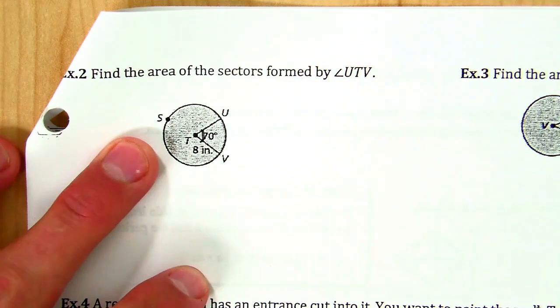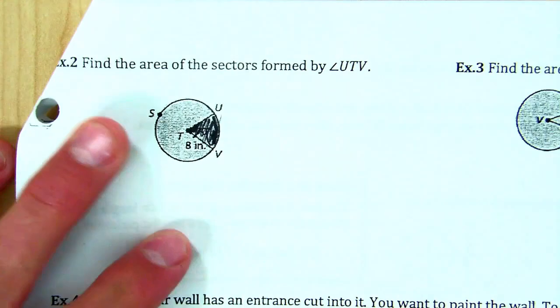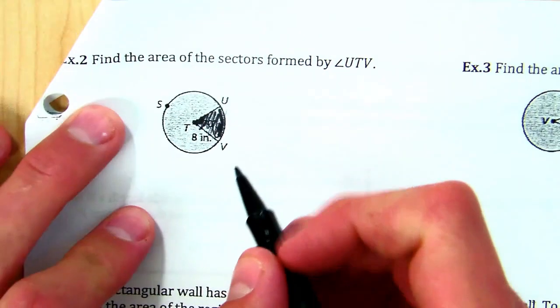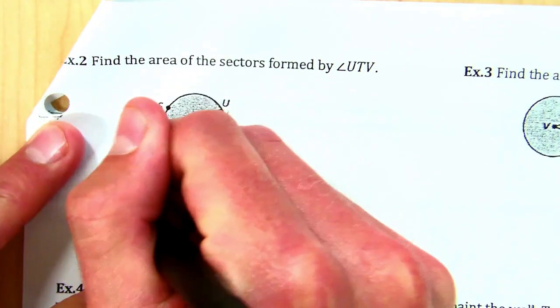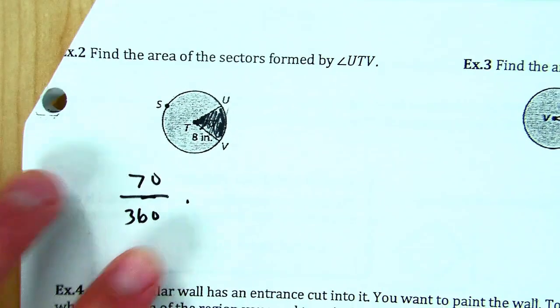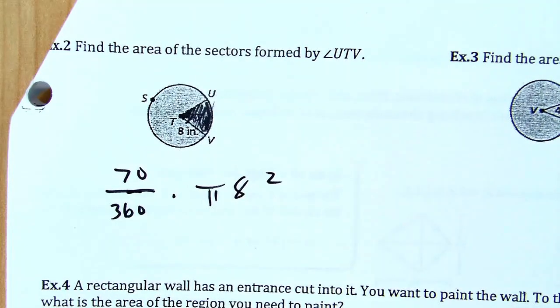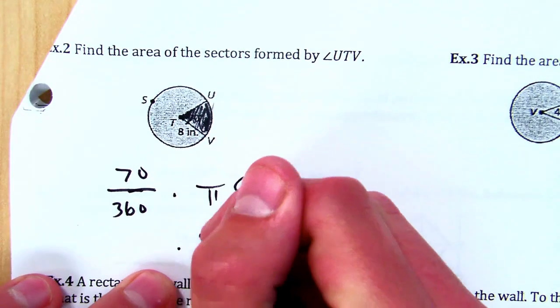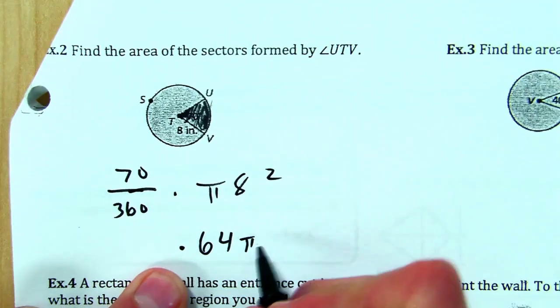Find the area of the sector formed by angle UTV. So there's the angle that I want. So I just want this portion of the pie. That portion was 70 degrees. So out of the 360 degrees total, I'm just looking for this fraction's worth of my area. Remember, the area is pi r squared. So pi times my radius squared. Okay. So if I wanted the entire pie, it would be 64 pi.